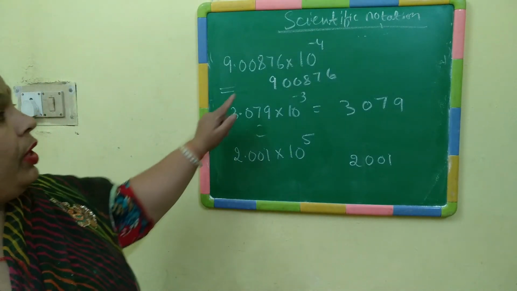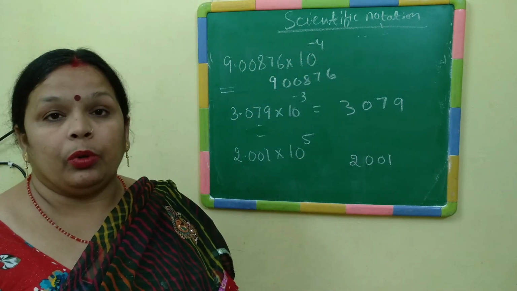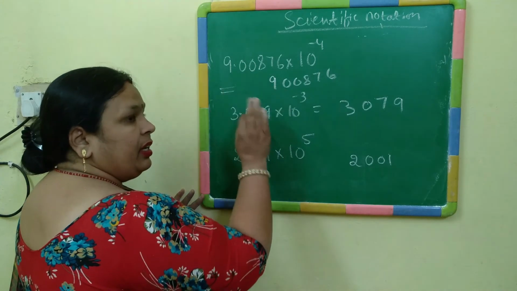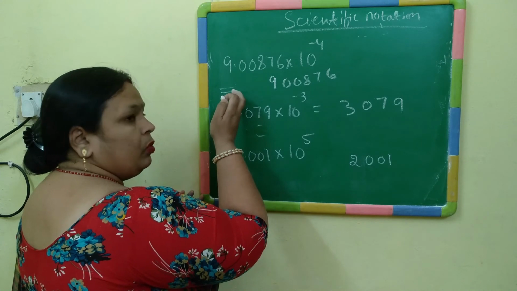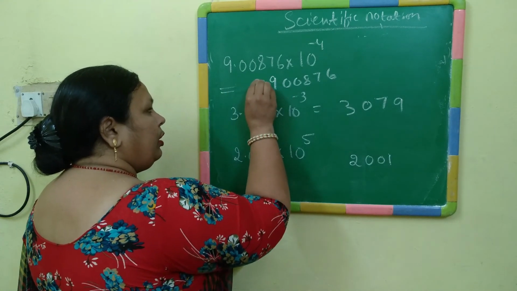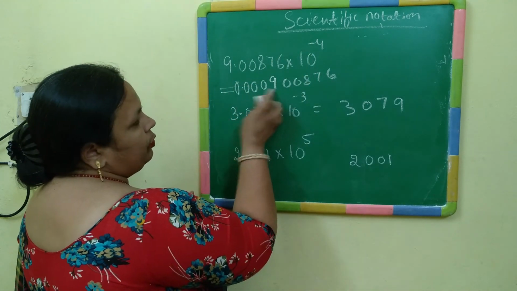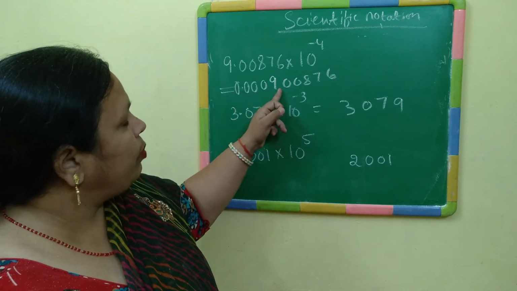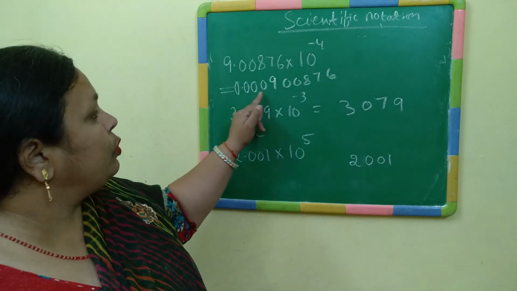Now we will look at the power of 10. It's minus 4. Minus tells you that the decimal will move towards the left. So 1, 2, 3, 4. When you moved your decimal to 9 point, you kept a power of minus 4: 1, 2, 3 and 4.